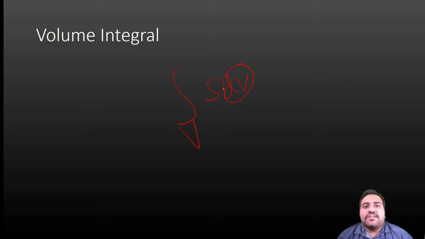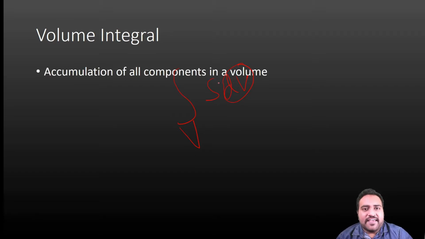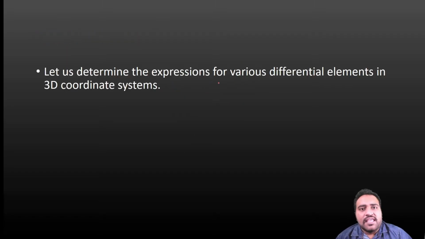Now, for this differential volume to exist, there should be change in all three variables. And not just that, the change should be closed, or shall I say that only closed surface can have volume inside them. Having said that, let us determine the expressions for various differential elements in three-dimensional coordinate system.